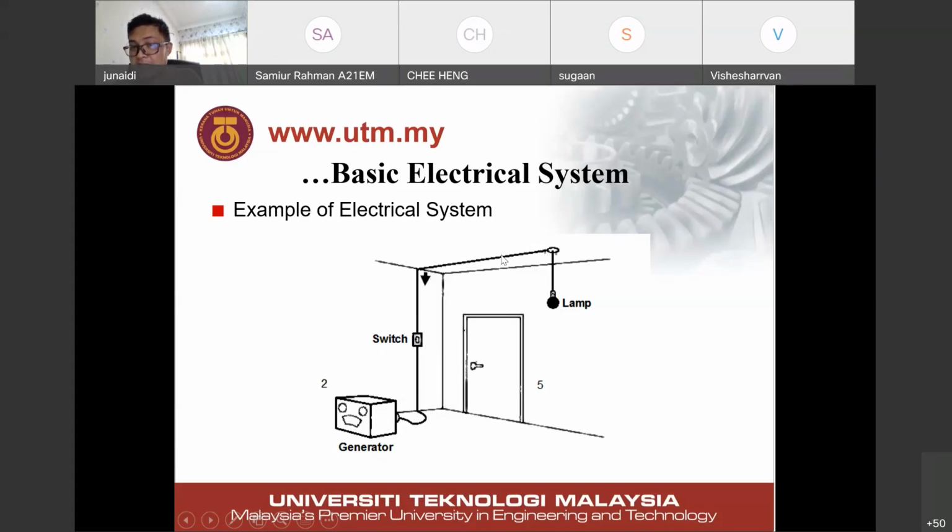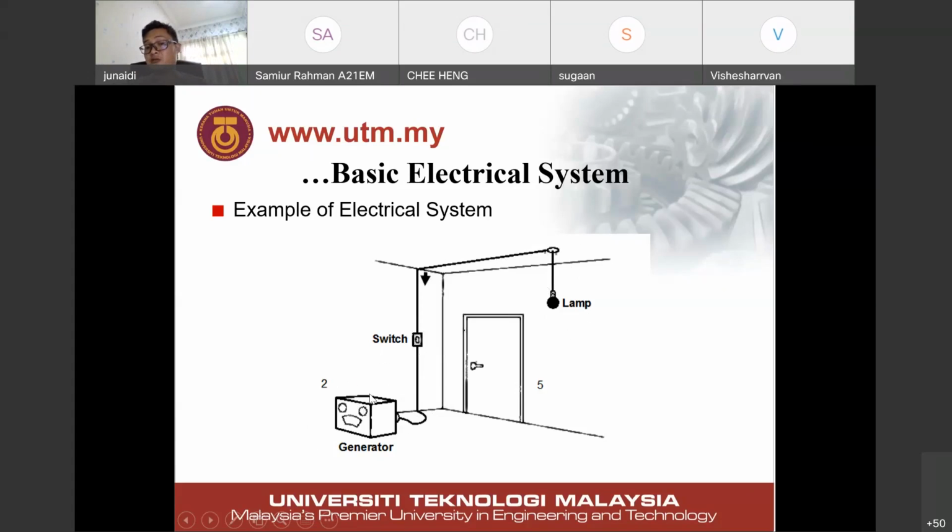Okay, this is a transmission line, and the lamp here is your load. So it's a basic example of an electrical system. And of course, most of us, in fact, I also don't have a generator. So we can replace this generator with a socket, a TNB socket.